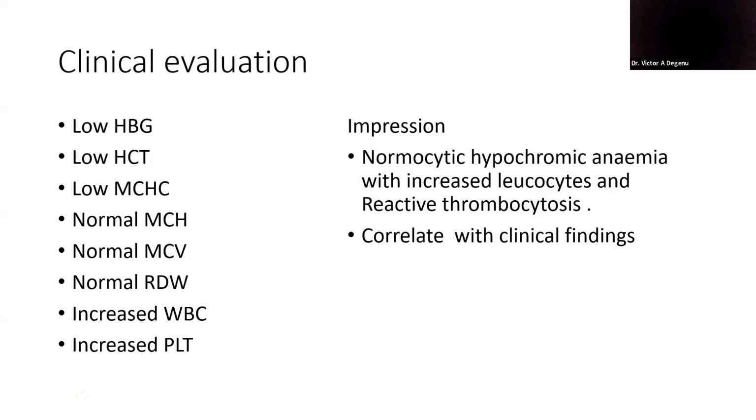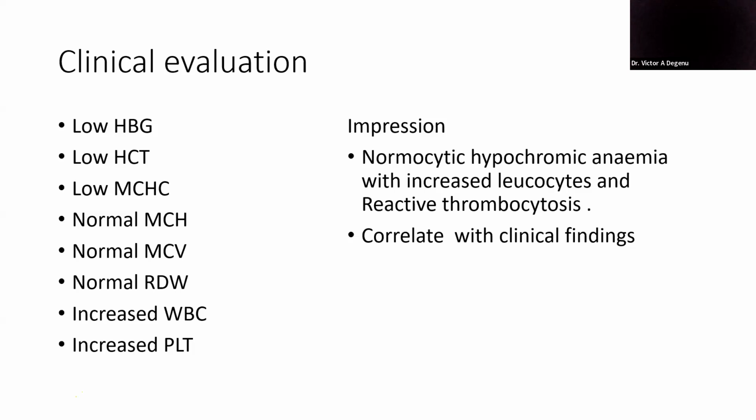So normal MCV gives us normocytes. Low MCHC will give us hypochromasia. Okay, that is our iron index. Then we have normal RDW. That is to confirm the normocytes. Then increased WBC, so increased leukocytes, and then increased platelets.